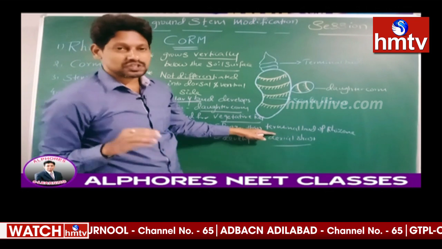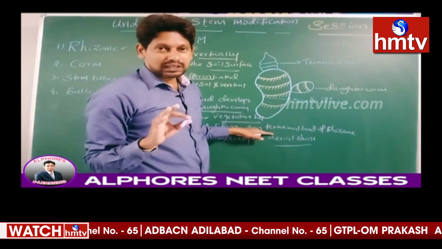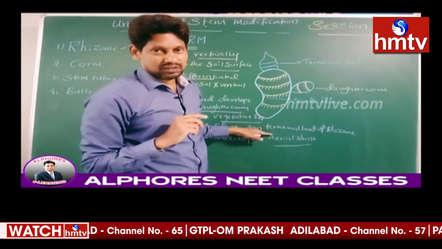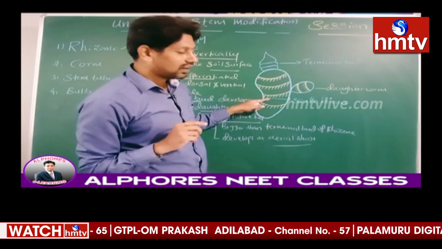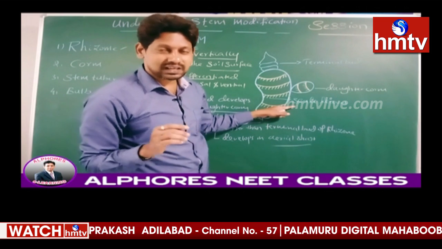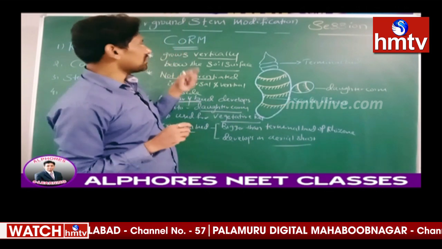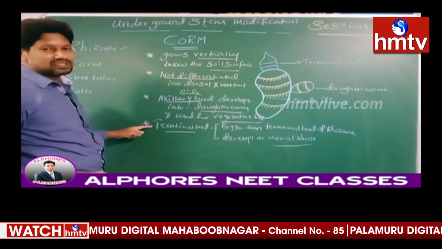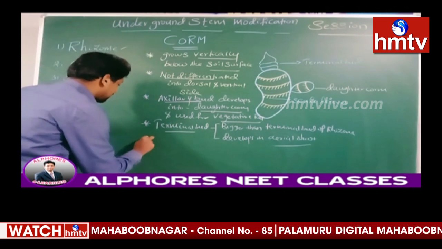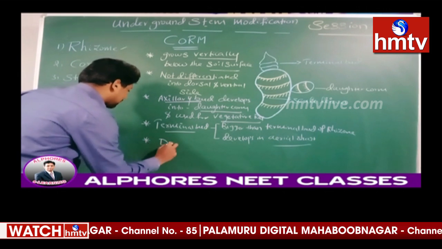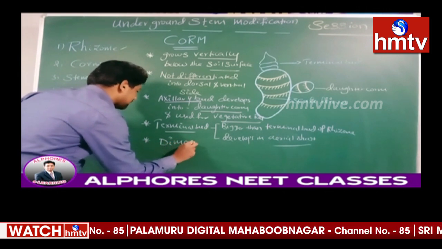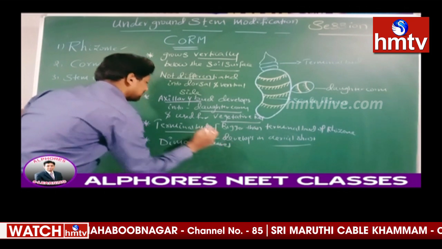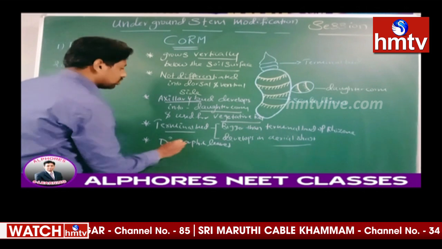Shoot means stem and leaves should be there. This aerial shoot is with normal leaves, whereas the leaves present on the corm are modified into scale leaves. It means in the case of corm, 2 types of leaves are present. Dimorphic leaves are present in the case of corm.